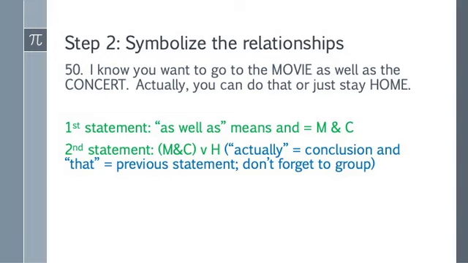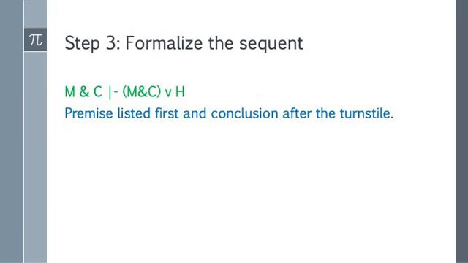And remember, don't forget to group. Now that you have more than one dyadic connector, the and and the or, you have both of those. You can't just leave them out. You have to start grouping them. Step 3, formalize the sequent.